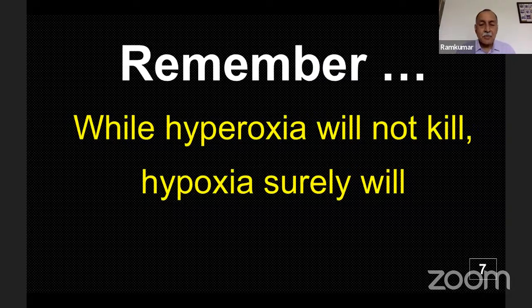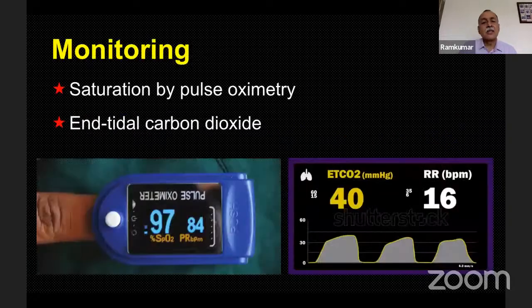But the bottom line is important. Hypoxia will surely kill. Please remember that while hyperoxia will not kill, hypoxia surely will. And that's what we are trying to avoid by oxygenation, reoxygenation, and continuous oxygenation. How do we know that we have oxygenated our patients adequately?